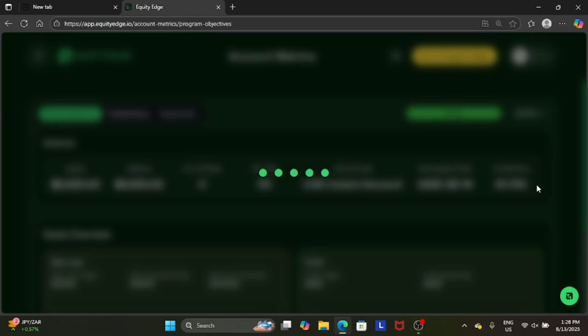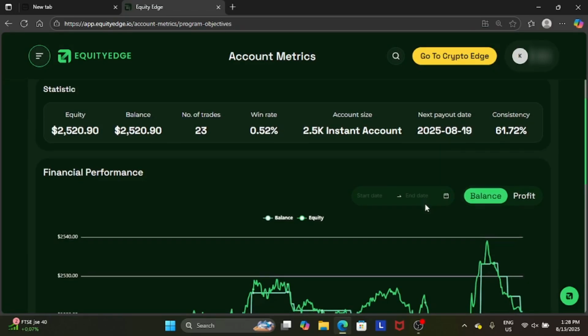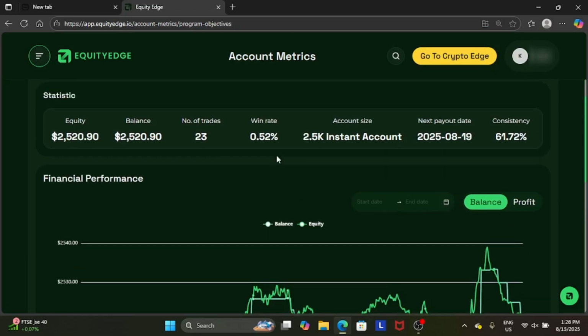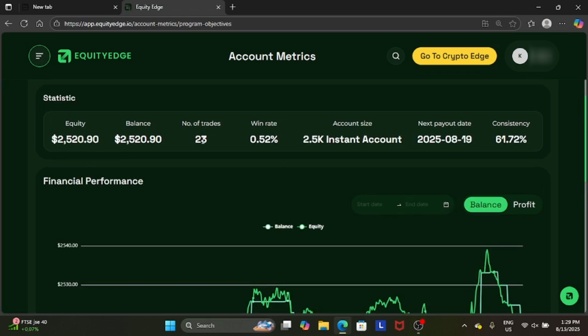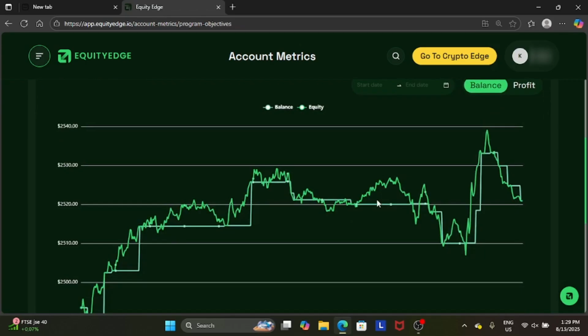The first video was a bit too long for my liking, but I think partly because I was trying to explain Equity Edge and the instant account, because it has quite a few rules. But so this is an update, right? 23 trades, so 10 more trades. Account balance $2,520.90, right? Consistency score 61.72, right?